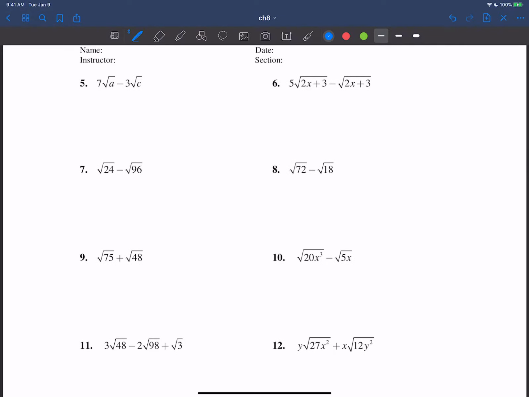Number 5. 7 radical A minus 3 radical C. In this problem, they do not have like radicals. Radical A and radical C are unlike, so we cannot combine them.